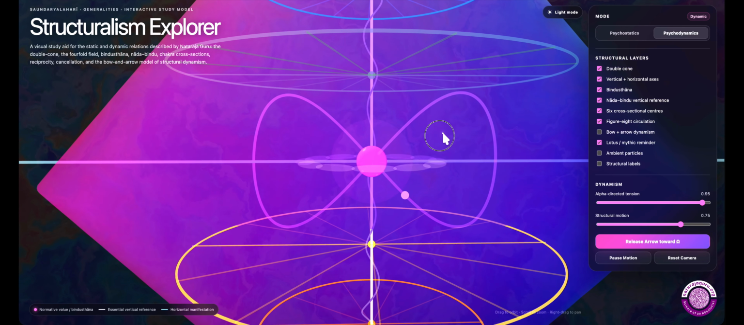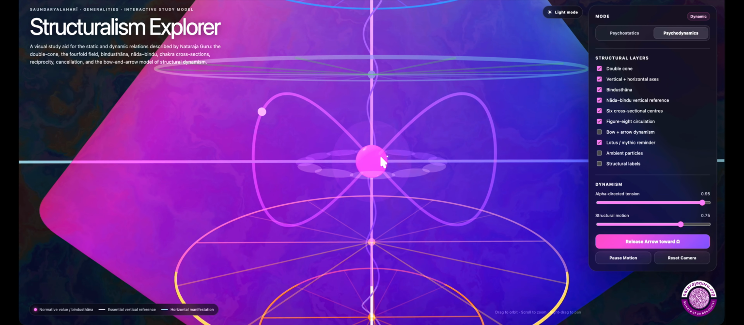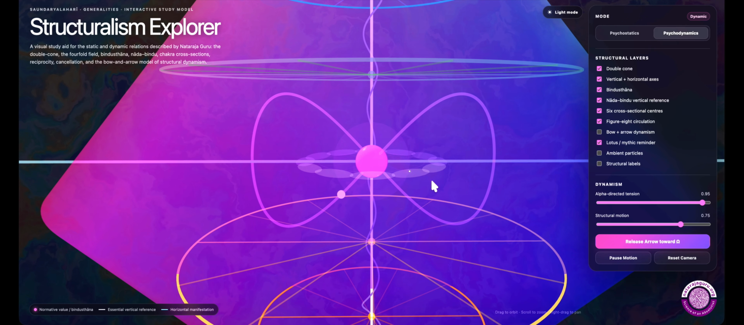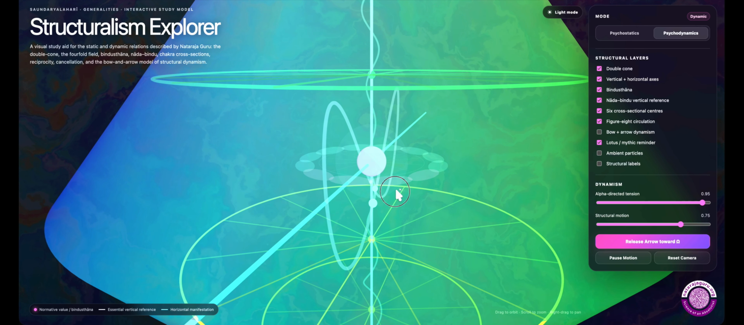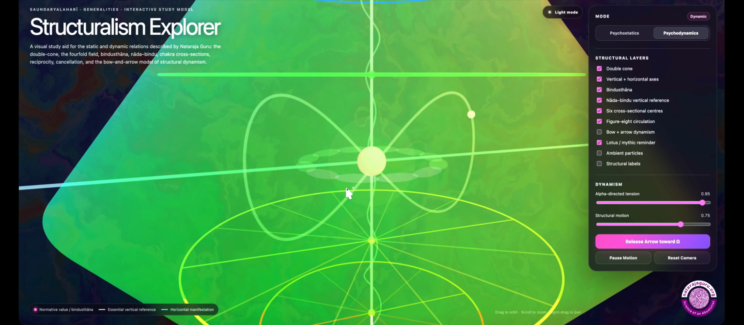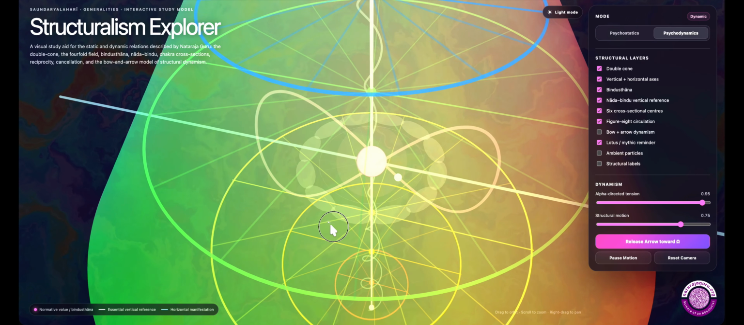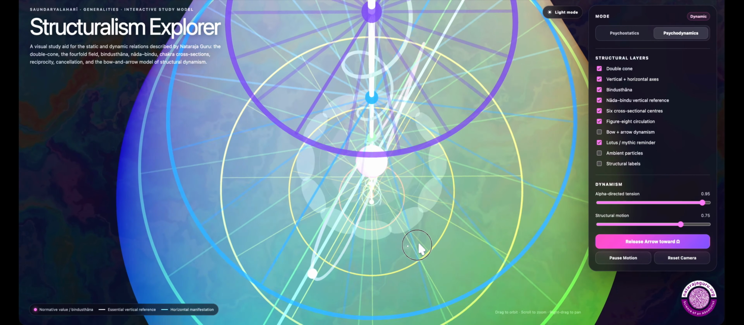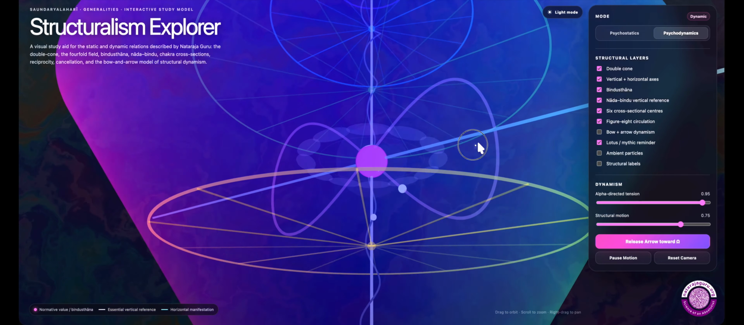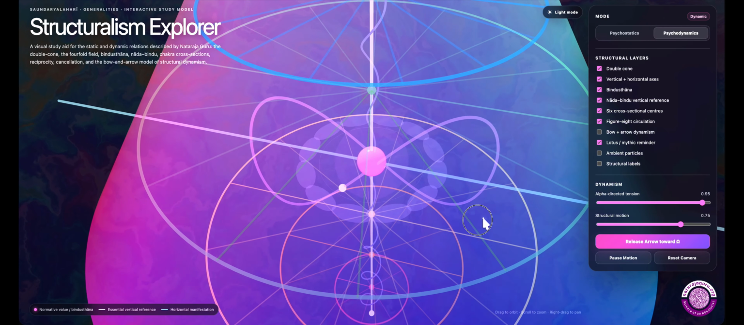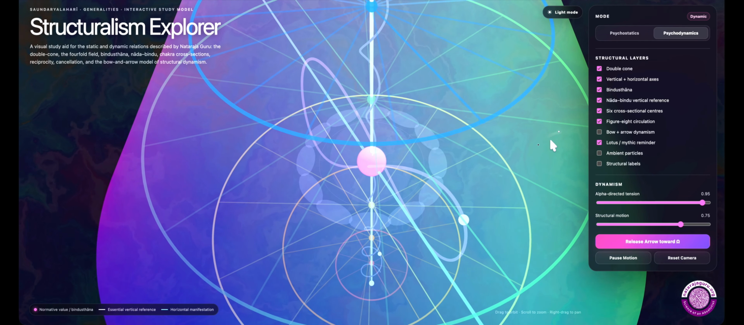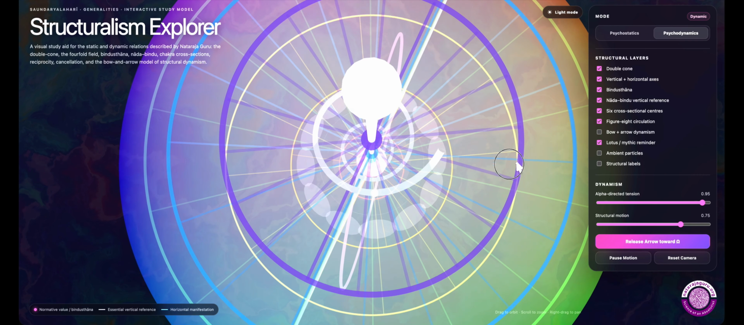With virtual reality, this experience becomes even more profound. Using a VR headset, we can step inside the structural field and feel the structural field, travel along the vertical parameter, cross the horizontal field, approach the bindusthāna, and move through different sectional levels.